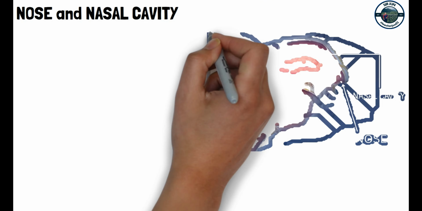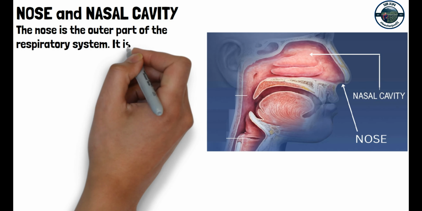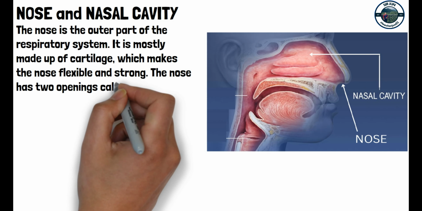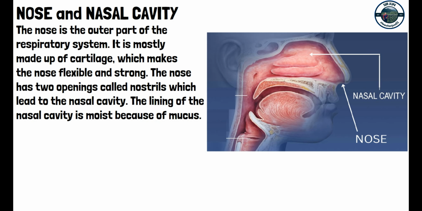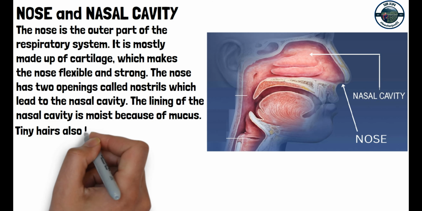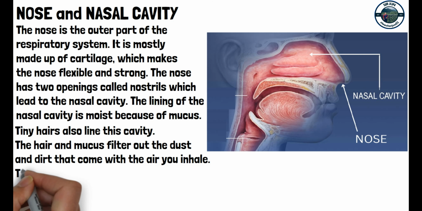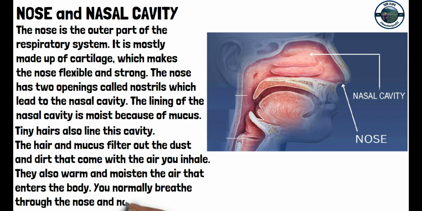Here is the illustration. The nose is the outer part of the respiratory system. It is mostly made up of cartilage, which makes the nose flexible and strong. The nose has two openings called nostrils, which lead to the nasal cavity. The lining of the nasal cavity is moist because of mucus. Tiny hairs also line this cavity. The hair and the mucus filter out the dust and dirt that come with the air you inhale. They also warm and moisten the air that enters the body. You normally breathe through the nose and not through the mouth.